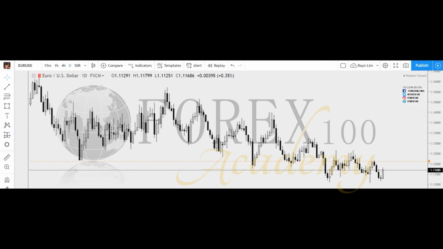So for today's weekly market analysis, let's look at Euro Dollar. Euro Dollar on the daily chart. We can see that although it's a very bearish movement, the last daily candle has a break above and close above the previous high. So it can be an opportunity for traders to look for buying opportunities, for counter-trend traders especially.